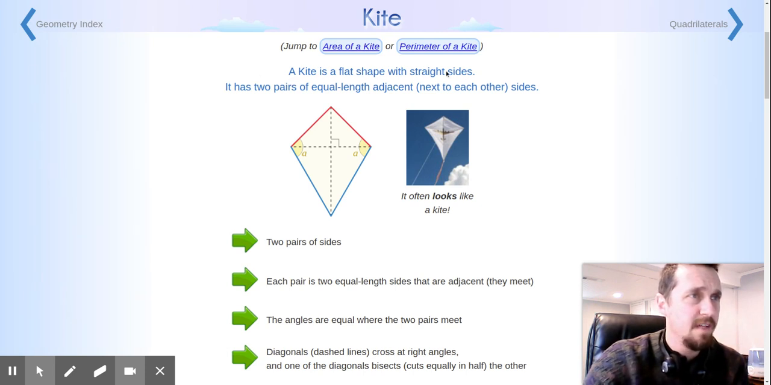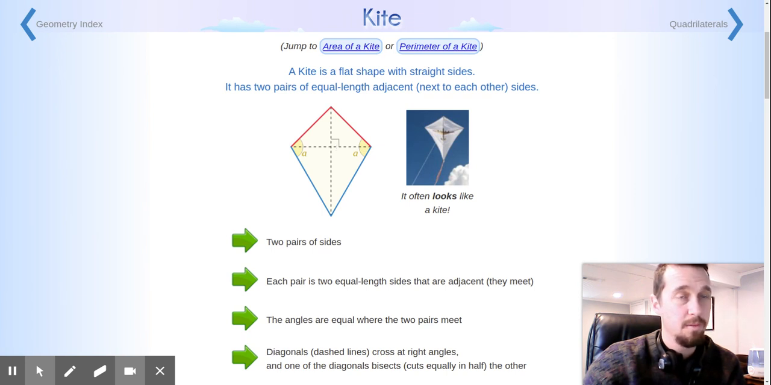So it says a kite is a flat shape with straight sides. It has two pairs of equal length adjacent next to each other's sides. So the red sides are the same length, the blue sides are the same length. And then they note that we call it a kite because it often looks like a kite. Another thing that is important about kites is that the diagonals, if you connect the corners, are perpendicular. So the diagonals are perpendicular.